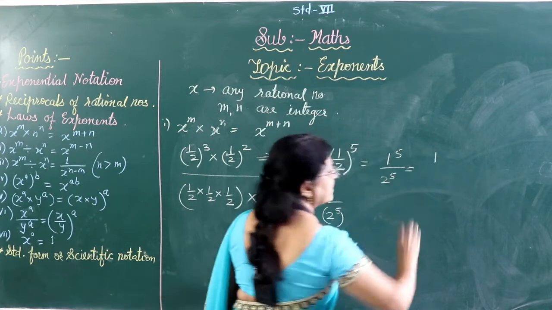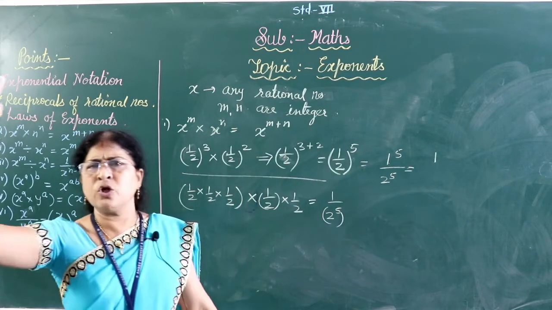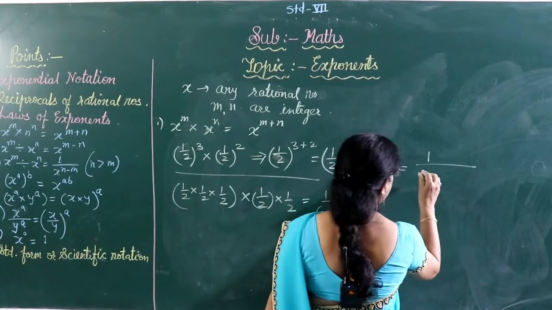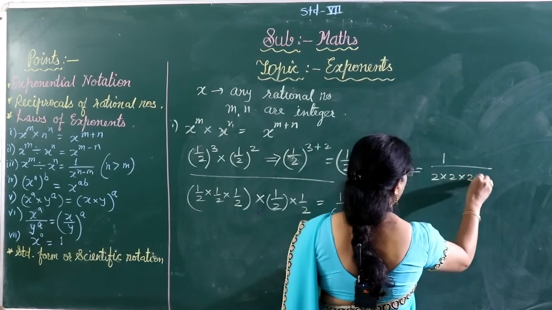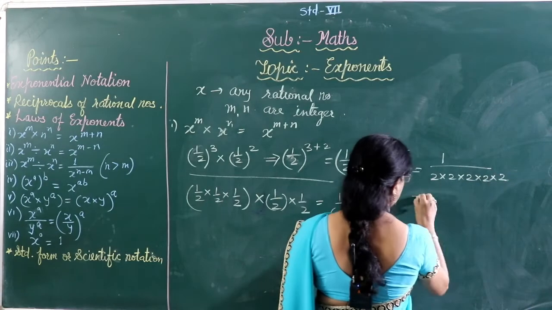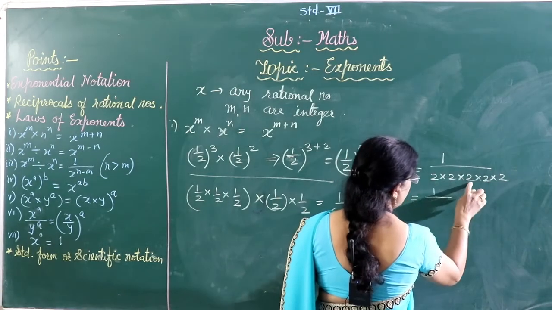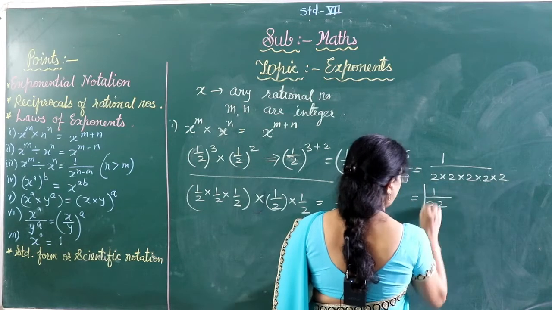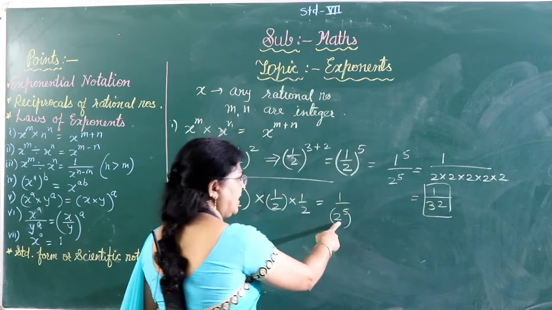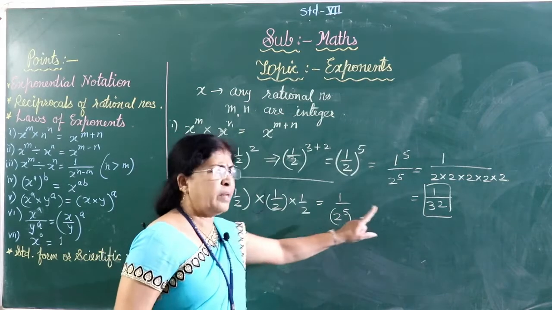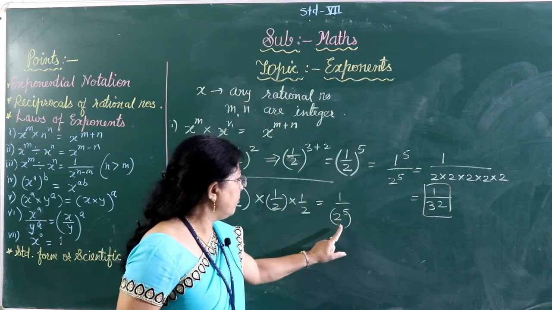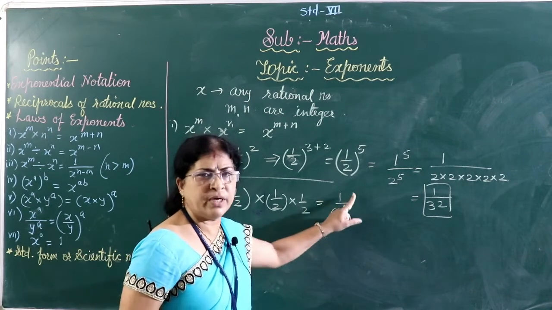1 raised to 5 always comes 1. 1 raised to 100 will also be 1. 1 into 1 into 1 into 1. And 2 raised to 5 means how will you write? 2 into 2 into 2 into 2 into 2, 5 times. What answer will you get? 2 2s are 4, 4 2s are 8, 8 2s are 16, 16 2s are 32. So 1 upon 32 is the answer here also. And here also 2 raised to 5 means 2 multiplied 5 times. So you are getting the same answer. 1 upon 2 raised to 5 means 1 upon 32.